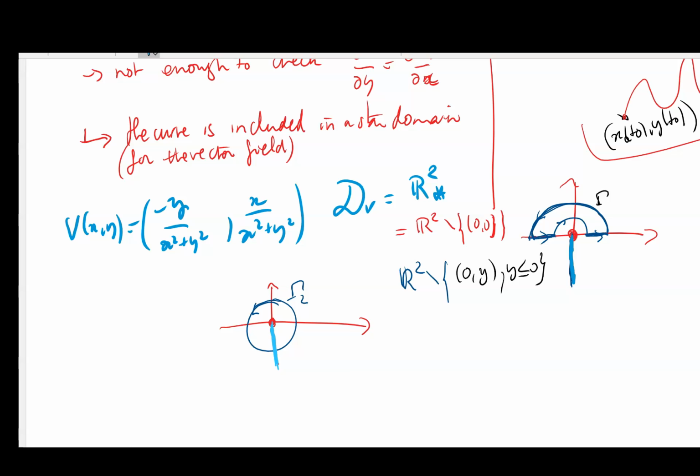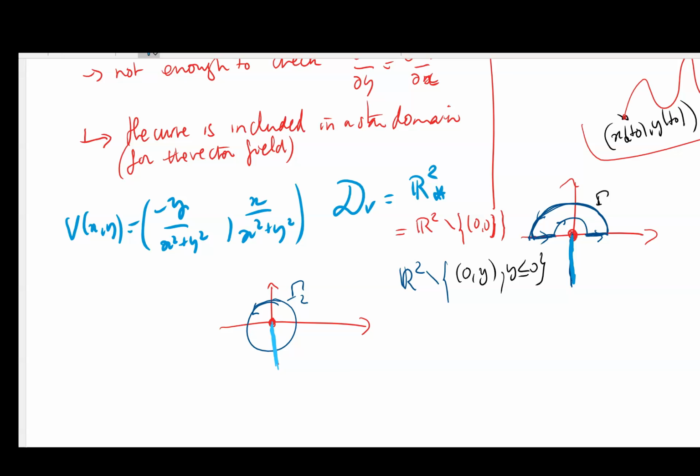So you can't find any star domain that contains the curve. The idea of a star domain is that it doesn't have any holes in it. As long as you've got a hole, and the hole can be just one point, then it's not going to work, right? But it's related not only to the vector field but to the curve that you want to deal with.